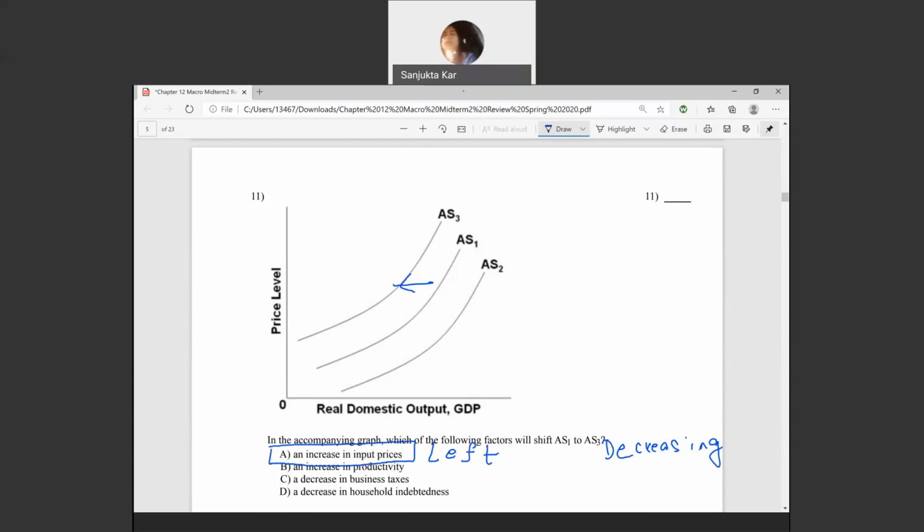But if it was from AS1 to AS2, your answer will be B, increase in productivity, also a decrease in business taxes. Okay.